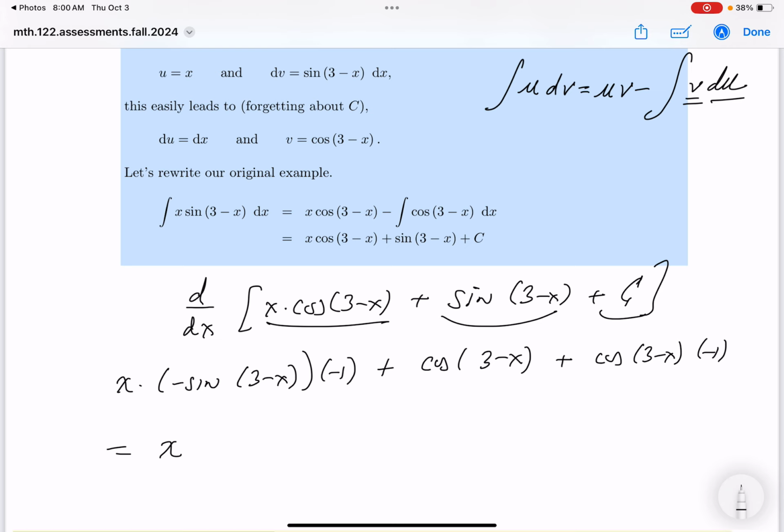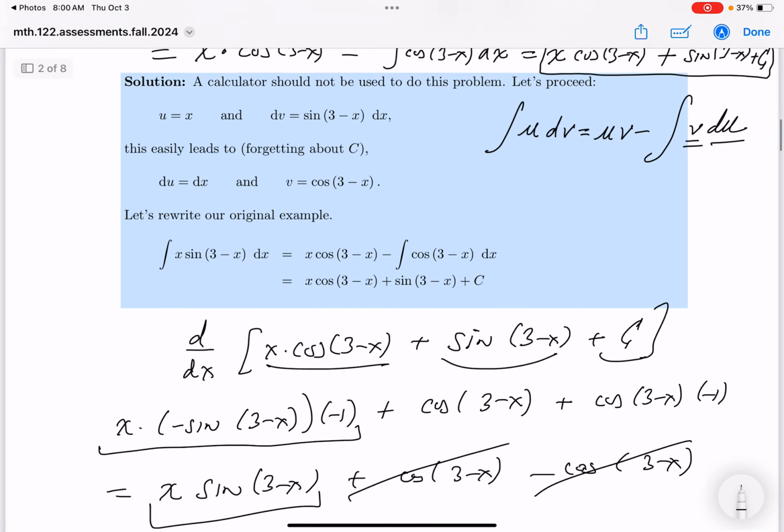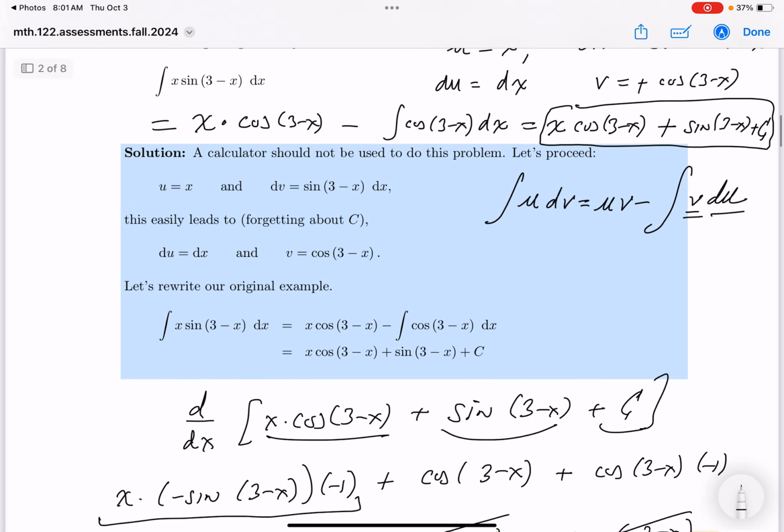It's going to be x sine 3 minus x. That's this thing right over here, by the way. Then I get cosine 3 minus x minus cosine 3 minus x. I'm just checking, by the way. These things cancel off, and I have to make sure that's the integrand. And it is. The integrand is x times the sine of 3 minus x.